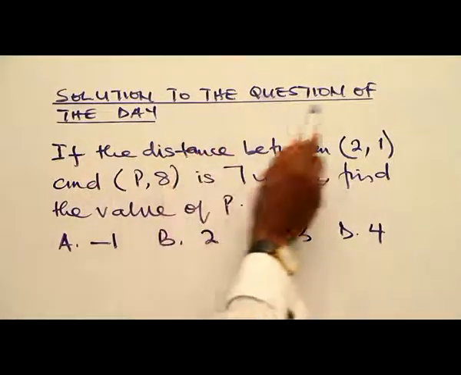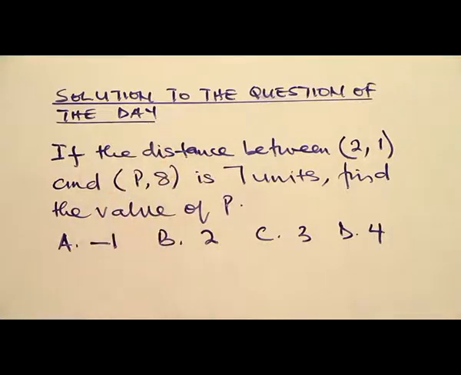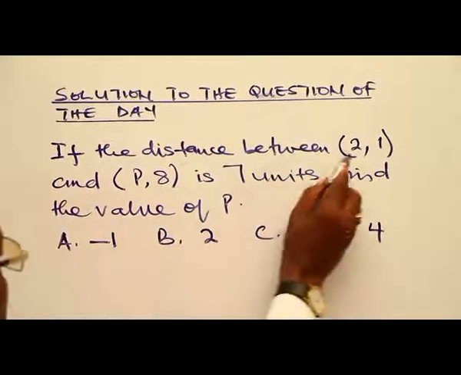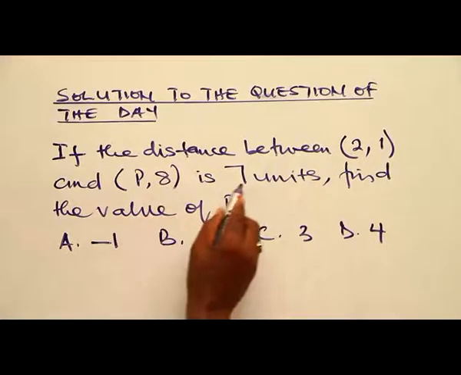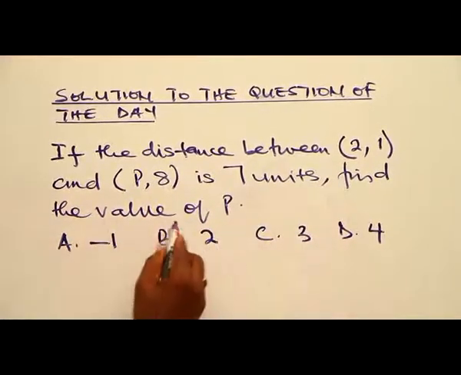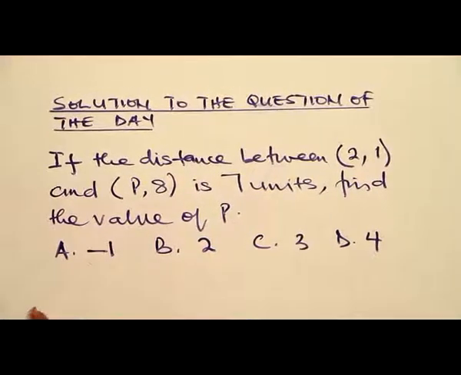Here is the solution to the question of the day. If the distance between (2,1) and (P,8) is 7 units, find the value of P. Solution.